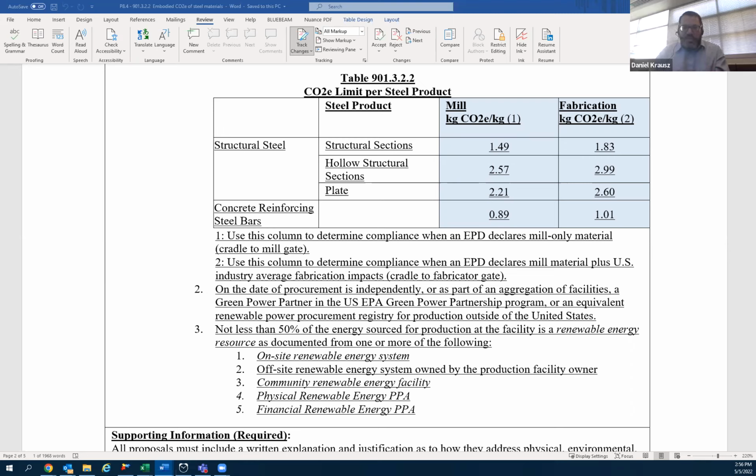It's difficult if there are multiple options, especially if those options are not at the building construction level and site. Those options are at the manufacturing facility. I think adding complexity there will be difficult.